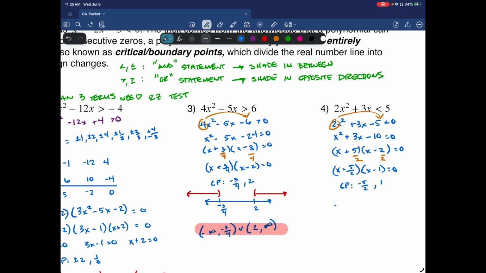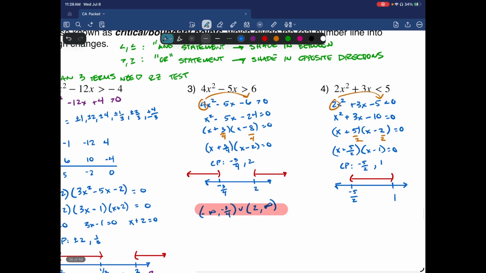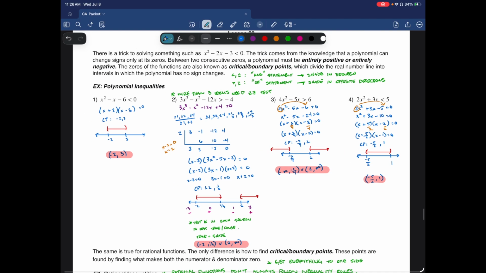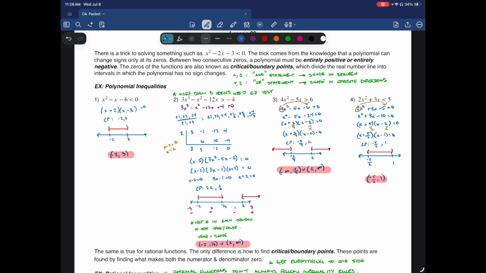So I'll draw my graph. I got -5/2 and 1. And because it was less than, I'm shading in between. So parentheses, parentheses, shade in between. And so that means my interval is going to be -5/2, comma 1, parentheses on both. All right, so that's polynomial inequalities.